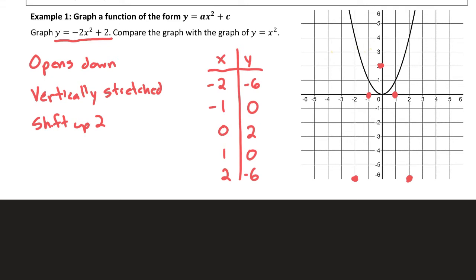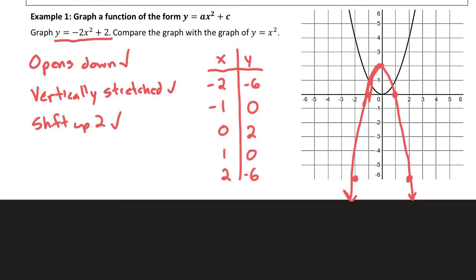It's going to be an upside down U shape, and I'm going to do this terribly, but it's going to be an upside down U shape that passes through these 5 points we had, and we should see it opens down, check. It's vertically stretched. It should look a little bit skinnier, and our vertex is basically shifted up 2. So that's an important thing.